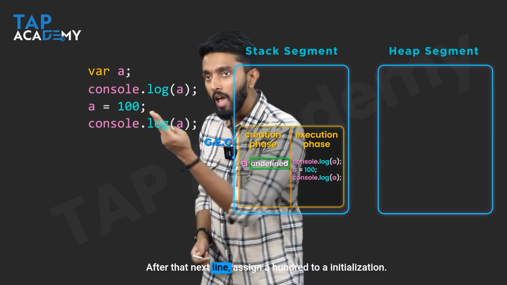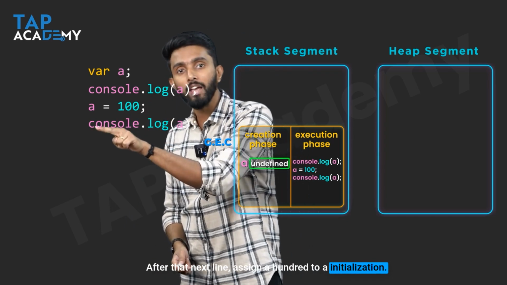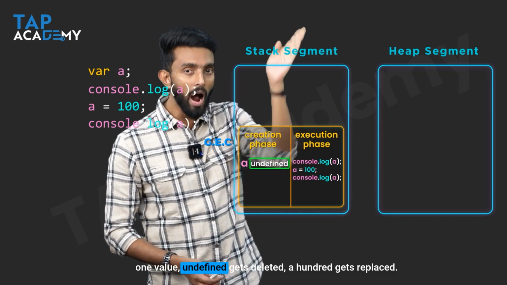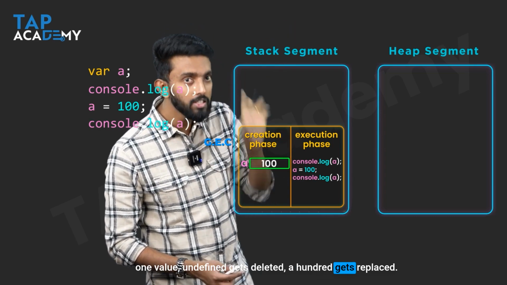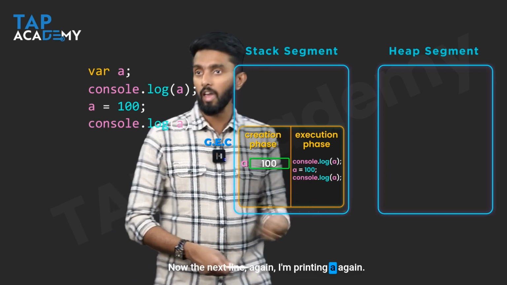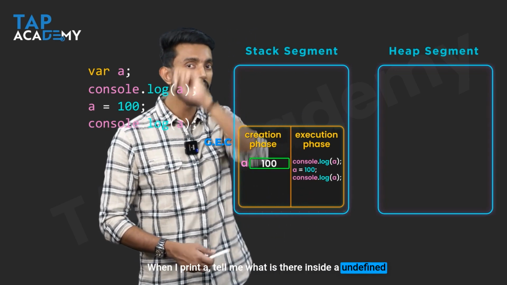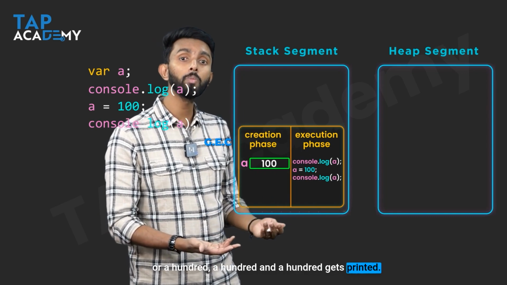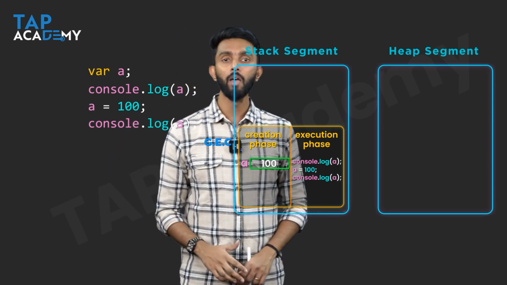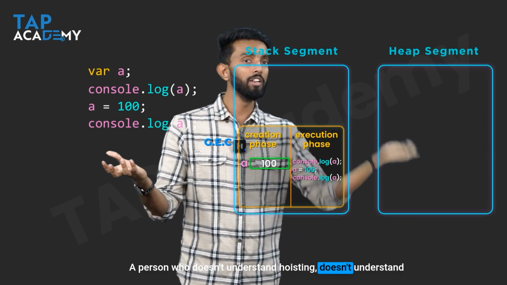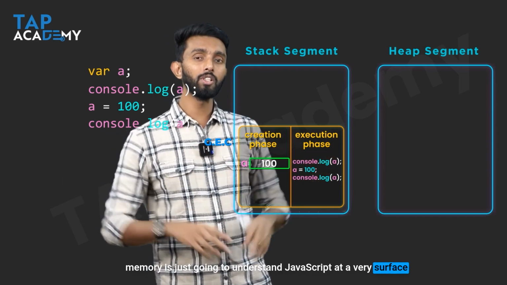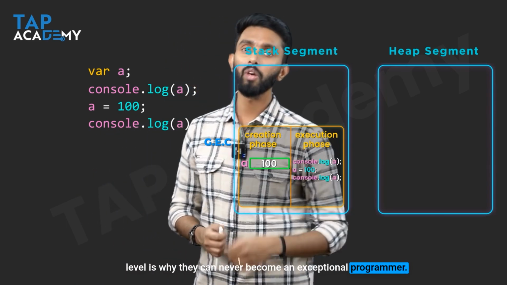After that, next line, assign 100 to A, initialization. Now when I assign 100 to A, one variable can store only one value, so undefined gets deleted and 100 gets replaced. Now A is 100. Now the next line, again I am printing A. Tell me what is there inside A, undefined or 100? 100, and 100 gets printed. Hence my output screen will have two outputs, undefined followed by 100. A person who doesn't understand hoisting and memory is just going to understand JavaScript at a very surface level, which is why they can never become an exceptional programmer.